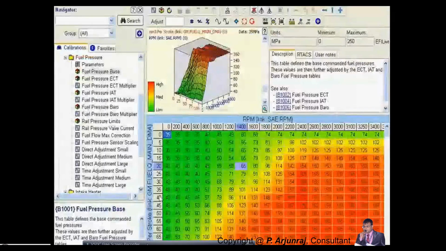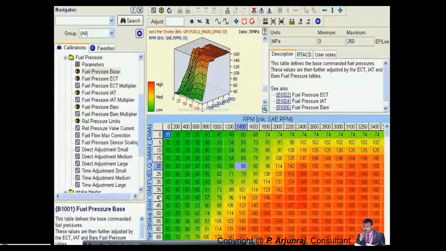Okay, we will see sensors and actuators again in depth. I have a separate PPT, and I will give you an overview of sensors and actuators in depth again. Before that, I will give you the calibration tools that you have for the engine management system.